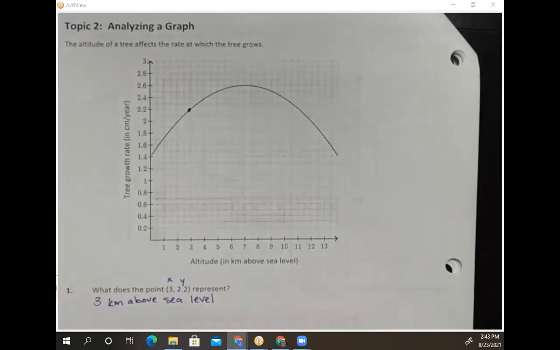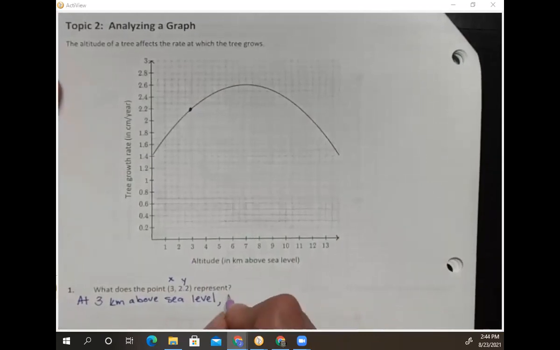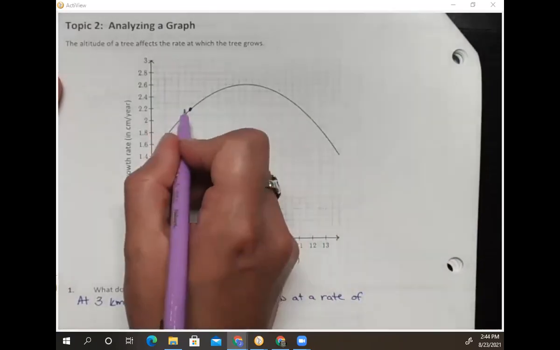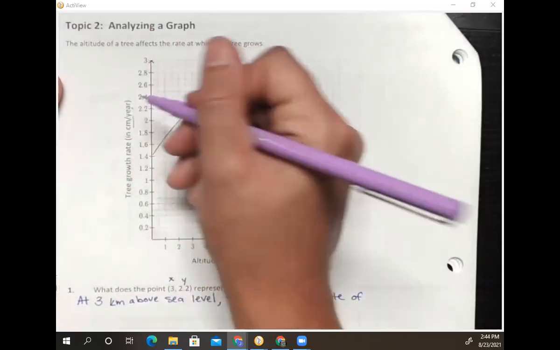When our altitude is 3 kilometers above sea level, we can estimate the growth rate for trees at that altitude. So I'm going to go ahead and throw an "at" right in front there. At 3 kilometers above sea level, trees grow at a rate of 2.2, right? 2.2 centimeters per year.